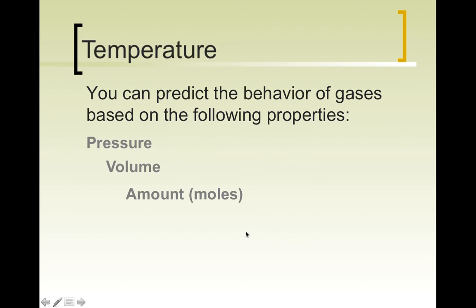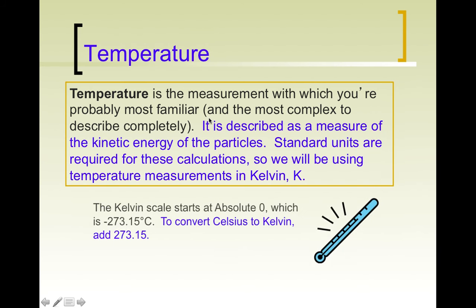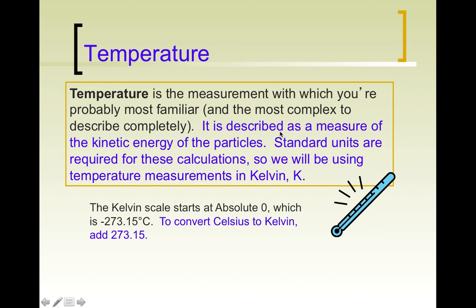Alright, last thing is temperature. We've already discussed temperature, what it's typically measured in. Your standard unit is going to be Kelvin. So you can see at the bottom here I have that it's going to be measured in Kelvin. It's described as a measure of kinetic energy, and that's the key, that temperature is kinetic energy. So if you have a lot of kinetic energy, that means you're going to have something at a very high temperature. Standard units have to be in Kelvin. This is super important right here, so make sure you have that. Standard units are required for these calculations, so you have to be using Kelvin.